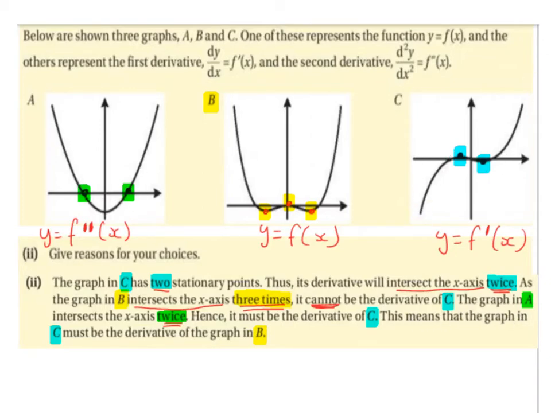This means that the graph in C must be the derivative of the graph in B. So C must be the derivative of B. So this is the graph y equals f of x. This is the first derivative. And this is the second derivative.